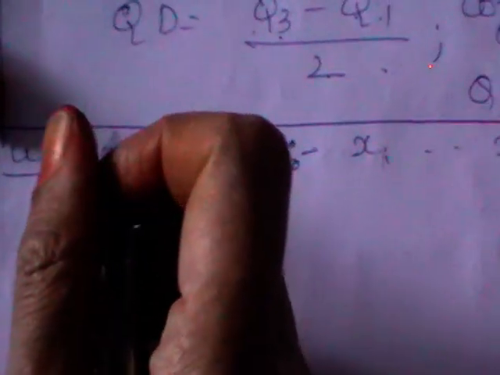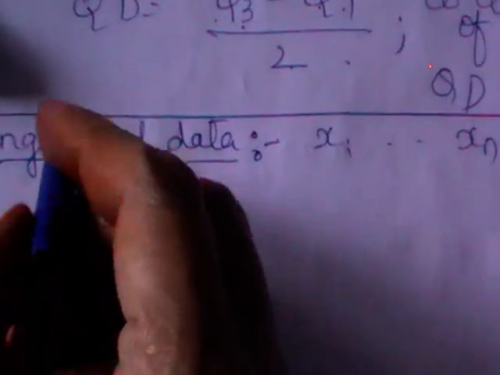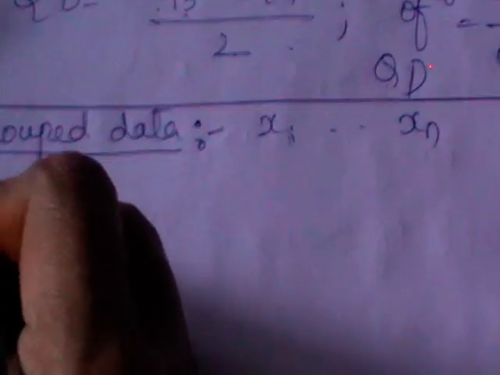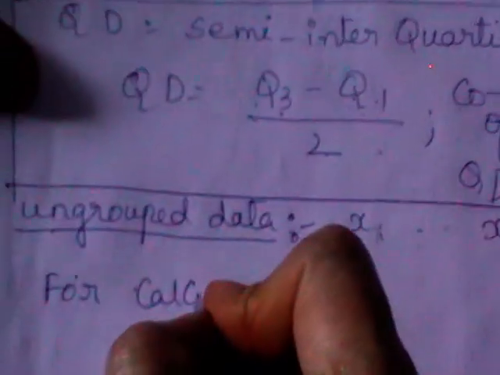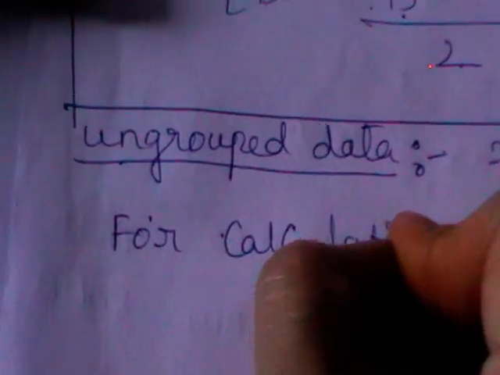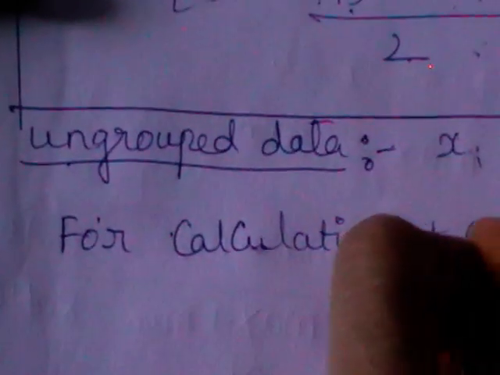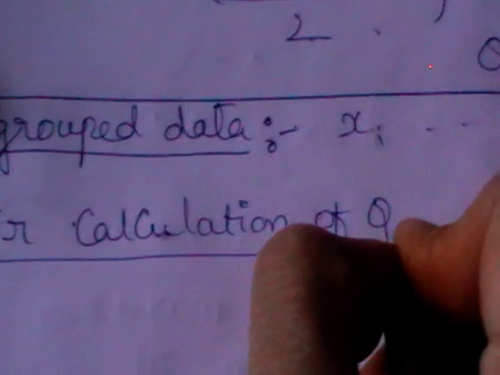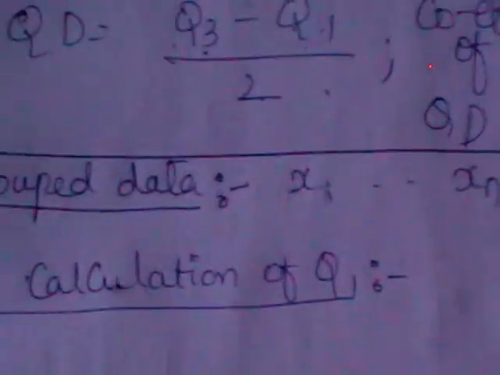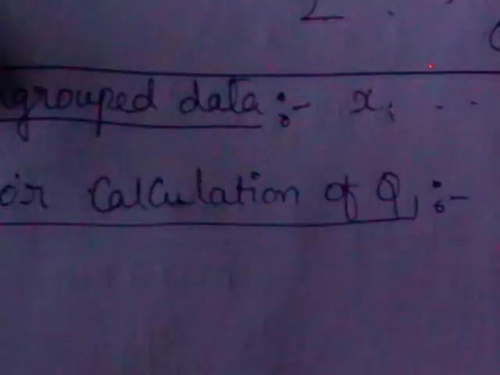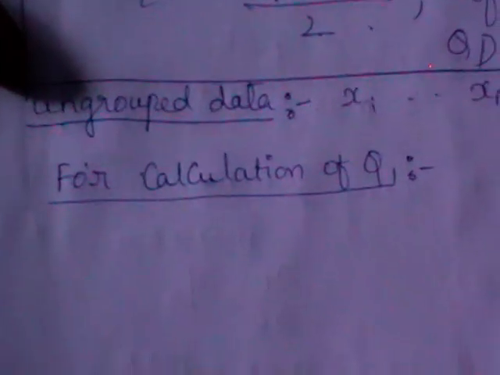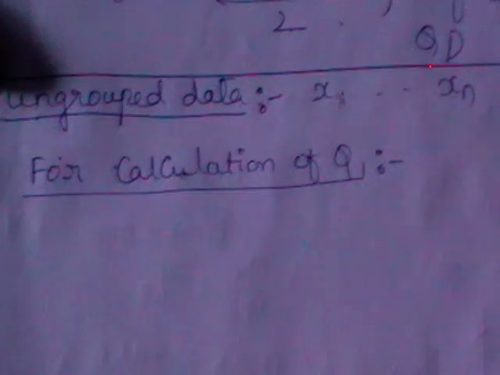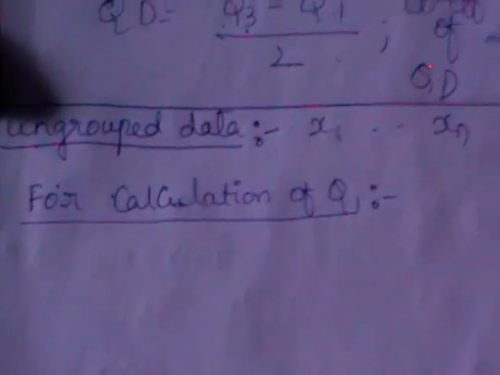Then how do you calculate this Q1? Quartiles are the values which divide the data into four equal parts. You need to calculate Q1 and Q3. So again, let us recall: quartiles are the values of the data which divide the data into four equal parts.